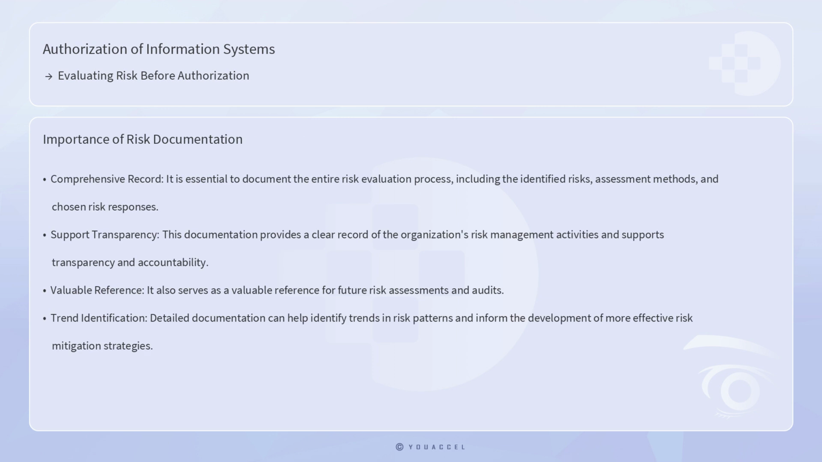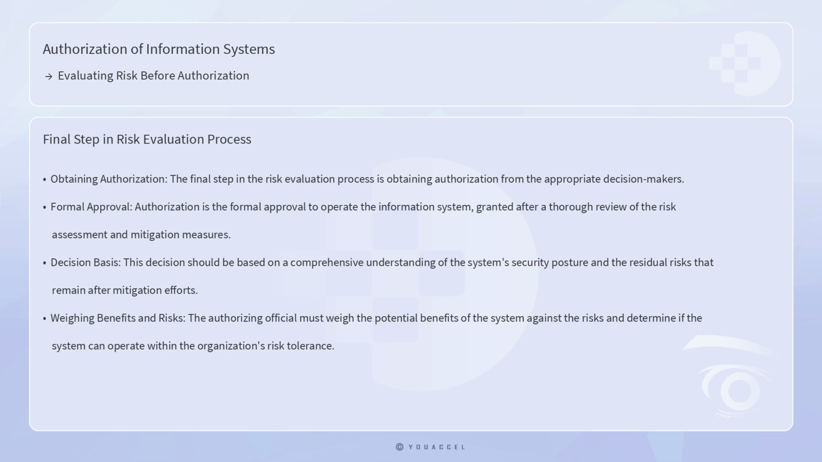It is essential to document the entire risk evaluation process, including the identified risks, assessment methods, and chosen risk responses. This documentation provides a clear record of the organization's risk management activities and supports transparency and accountability. It also serves as a valuable reference for future risk assessments and audits. For instance, detailed documentation can help identify trends in risk patterns and inform the development of more effective risk mitigation strategies.